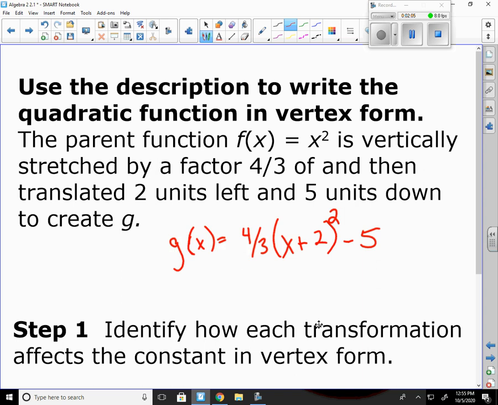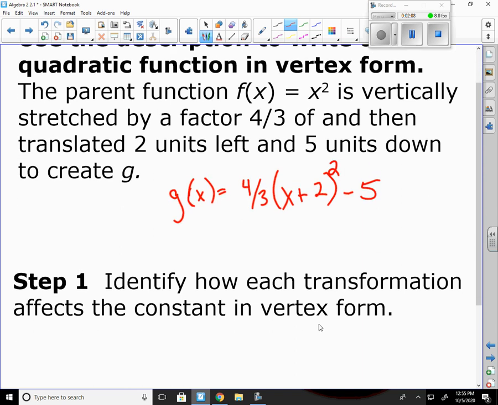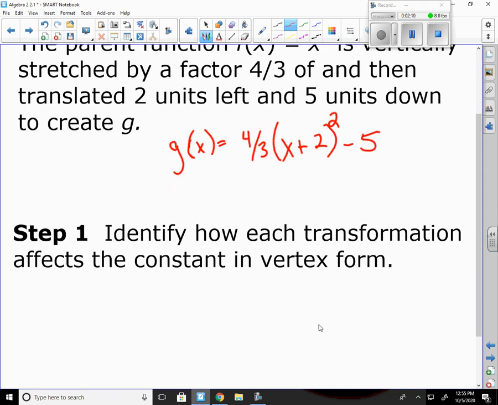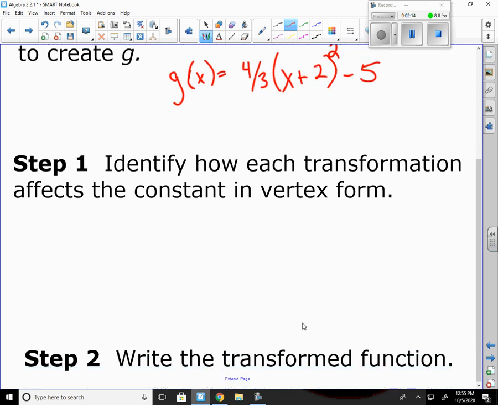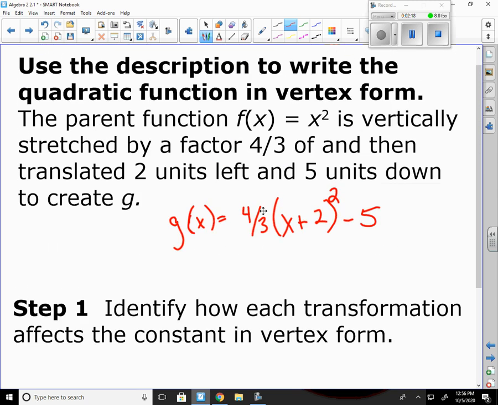Nothing else to do. If we're going through steps, we can say step 1 is identify how each transformation affects the constant in vertex form. Then we just write the transformed function. So I originally said vertically stretched, that becomes a 4/3, translated 2 units left, and then down 5.